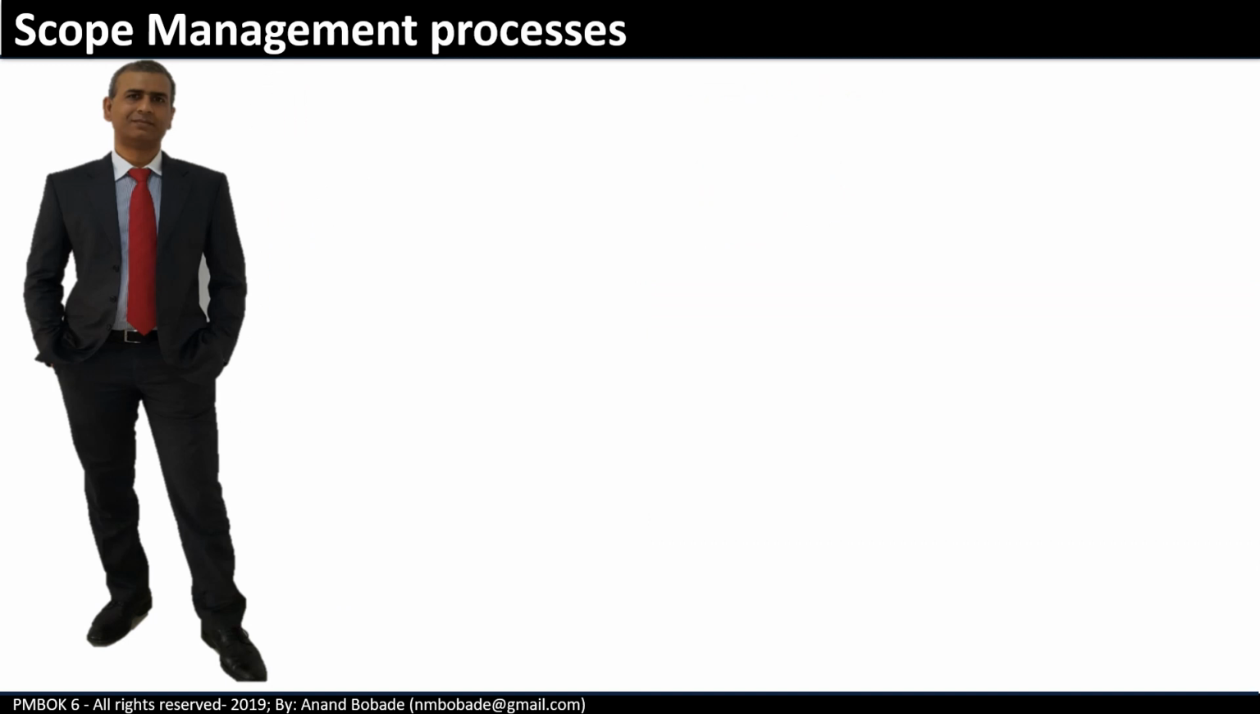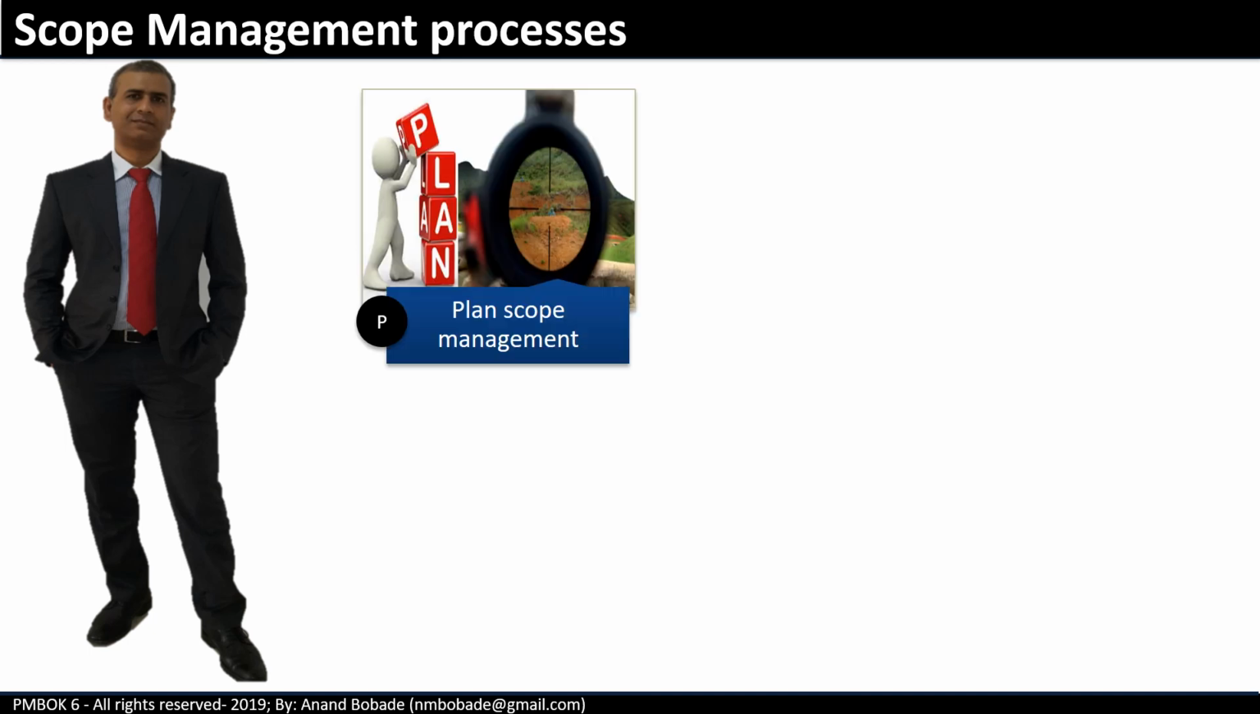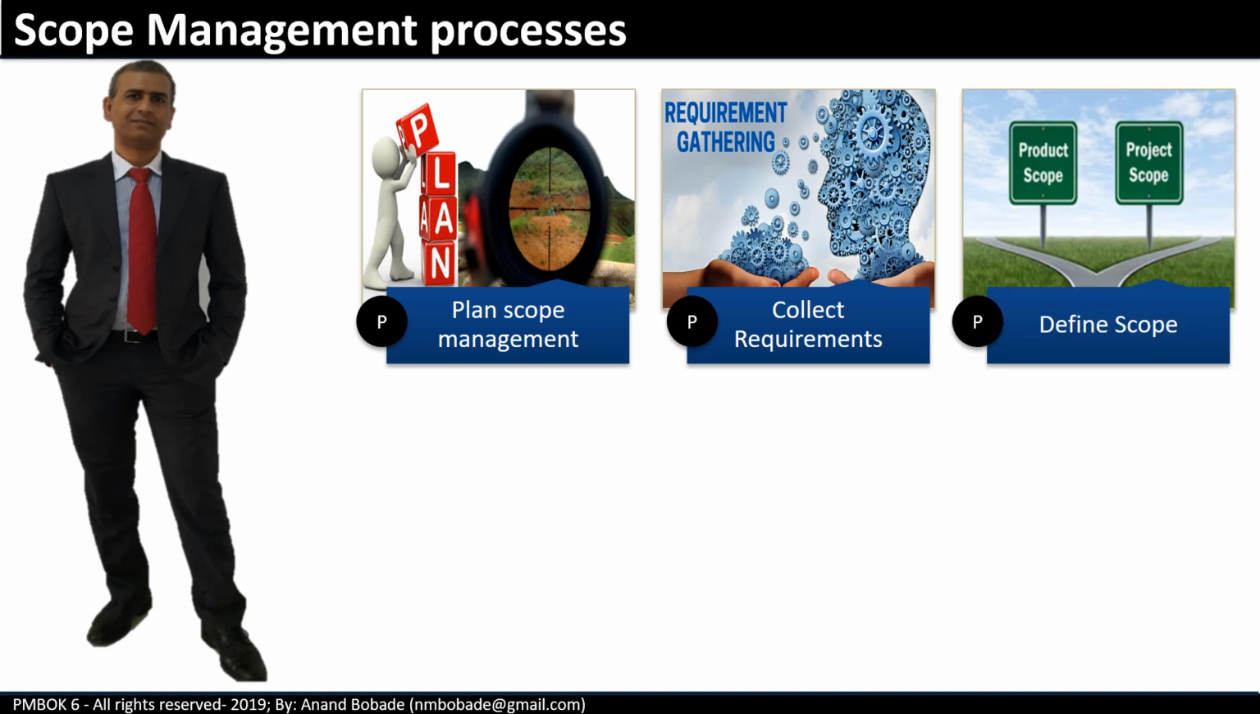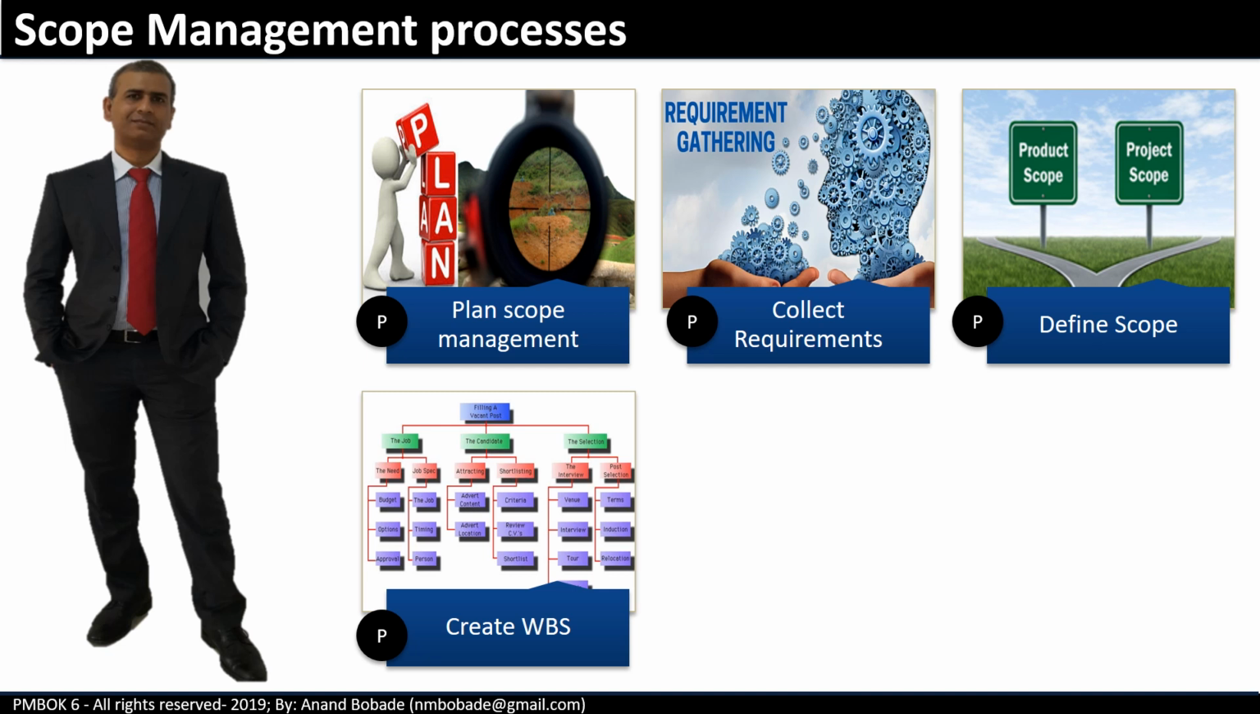Let's start with the list of 6 processes in scope management knowledge area. So first process is plan scope management. Second, collect requirement. This is what we are going to learn. Third, define scope. Fourth, create work breakdown structure. This is where we will finalize our scope baseline.